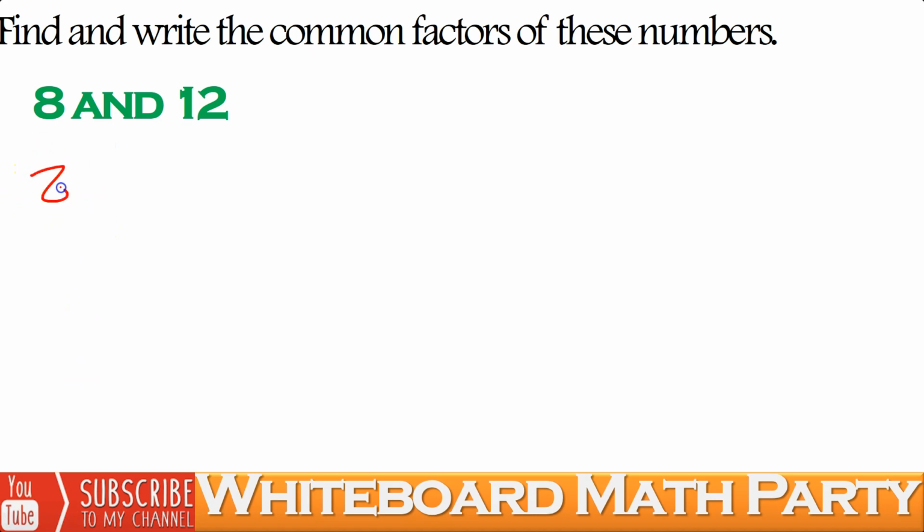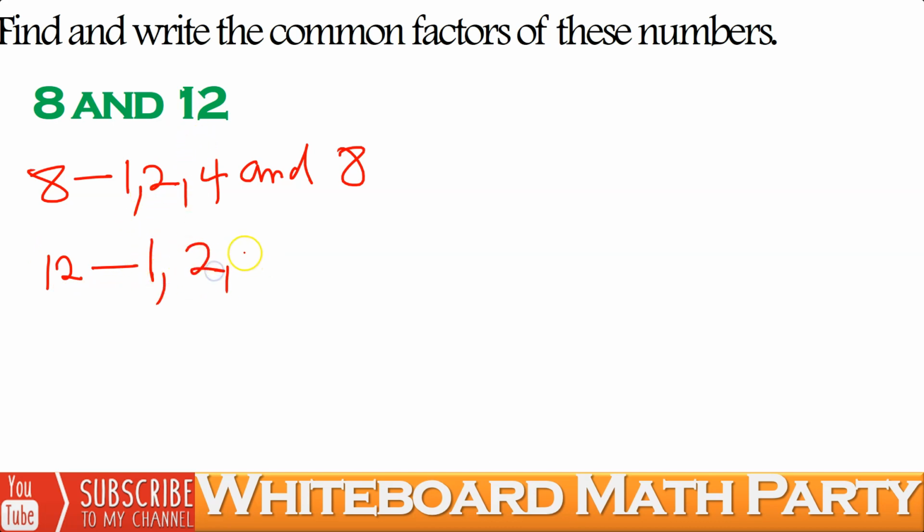And as you know, the factors of 8 simply are numbers that can divide 8 without any remainder. These numbers are 1, 2, 4, and 8. Nothing else can divide 8 without any remainder apart from these numbers. Also, I will look for the factors of 12. Factors of 12 are numbers that can divide 12 without any remainder. And you see that they are 1, 2, 3, 4, 6, and 12 itself.